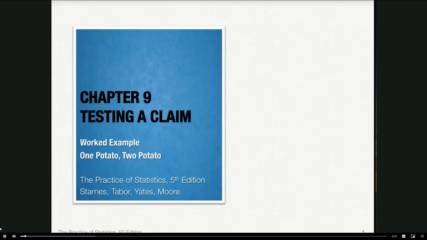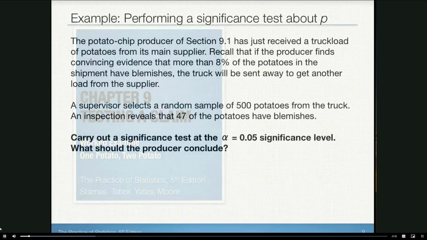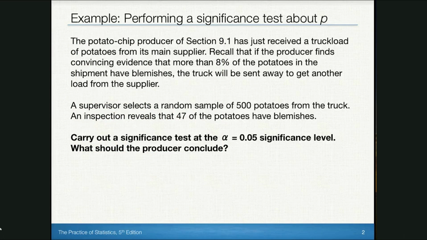In this example, we'll take a look at performing a significance test about p. The potato chip producer of section 9.1 has just received a truckload of potatoes from its main supplier. Recall that if the producer finds convincing evidence that more than 8% of those potatoes have blemishes, the truck is going to be sent away to get another load from the supplier.